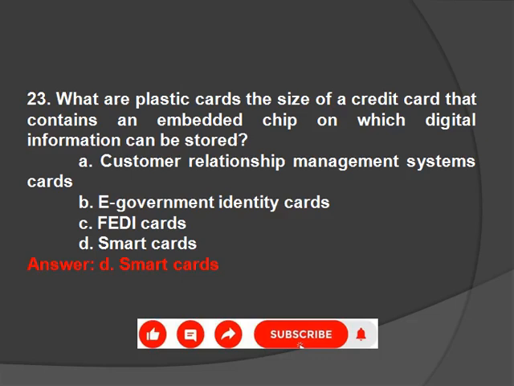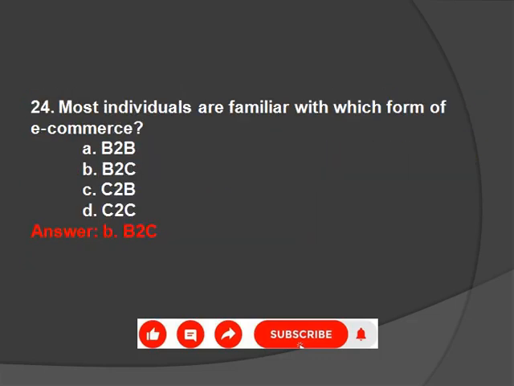Next question. Most individuals are familiar with which form of e-commerce? Given options are A. B2B, business to business, B. B2C, business to consumer, C. C2B, consumer to business, D. Consumer to consumer. So your correct answer is B2C, business to consumer.